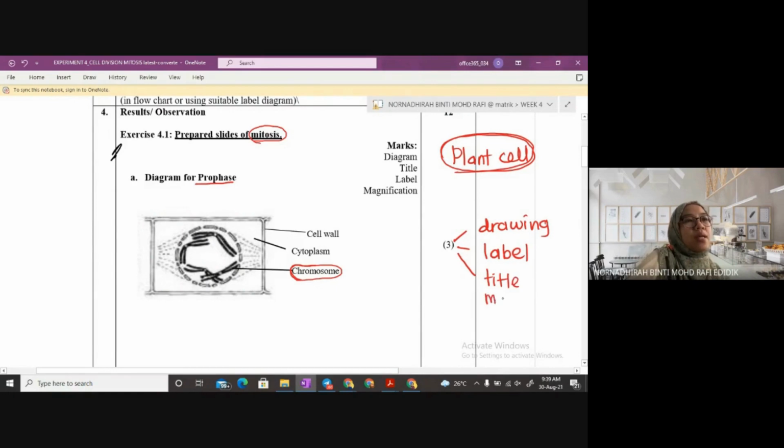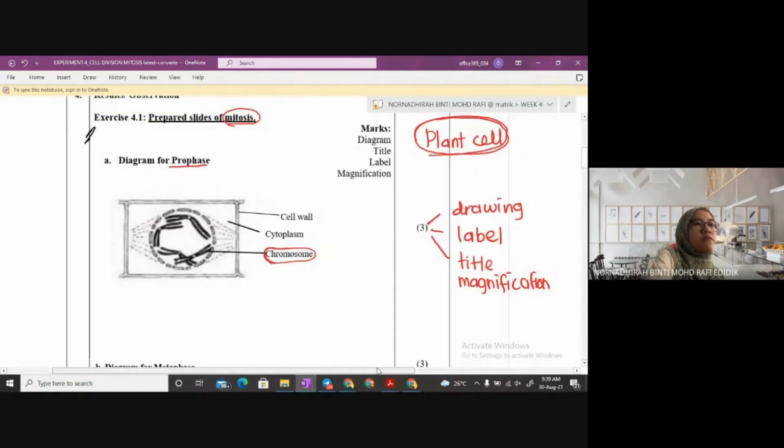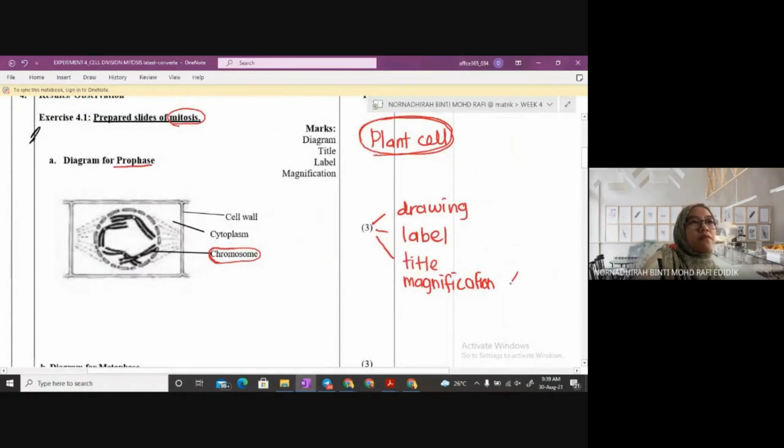And then magnification. Okay, magnification awak nak buat apa? Yang ni, saya ada tak dalam ni? Dia tak bagi tahu berapa. Okay, so for magnification ni saya nak awak ambil under 40 times. Ambil 40 times. 40 times 10. Maksudnya kat sini in total the actual magnification is 400 times. Sebab kita follow dalam step tadi tu. Awak kena letak magnification.